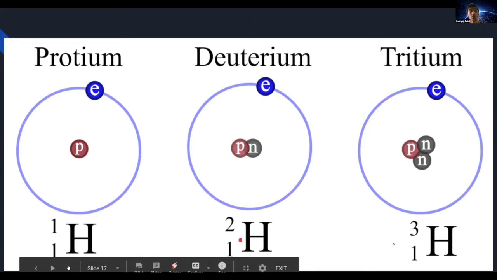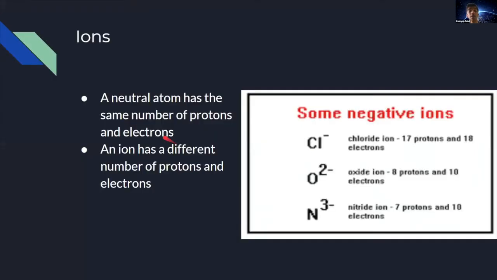Let's go to ions now. An ion. Now, a neutral atom has the same number of protons and electrons, right? If you have 6 protons, 6 electrons, they cancel out. That would be considered a neutral atom because protons are positive and electrons are negative.